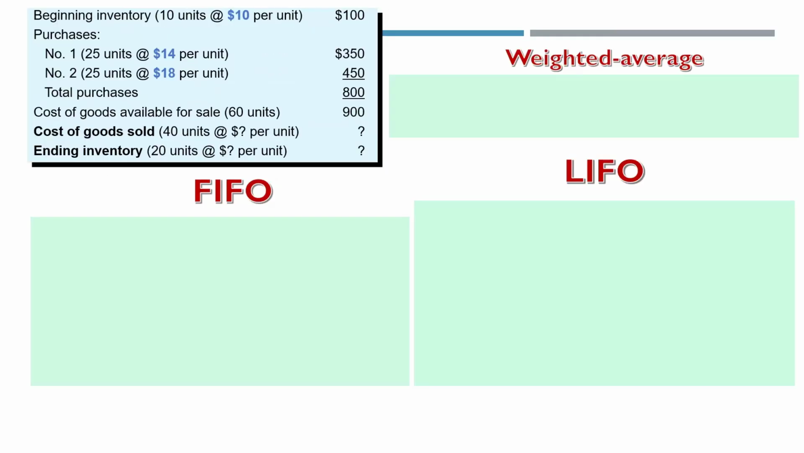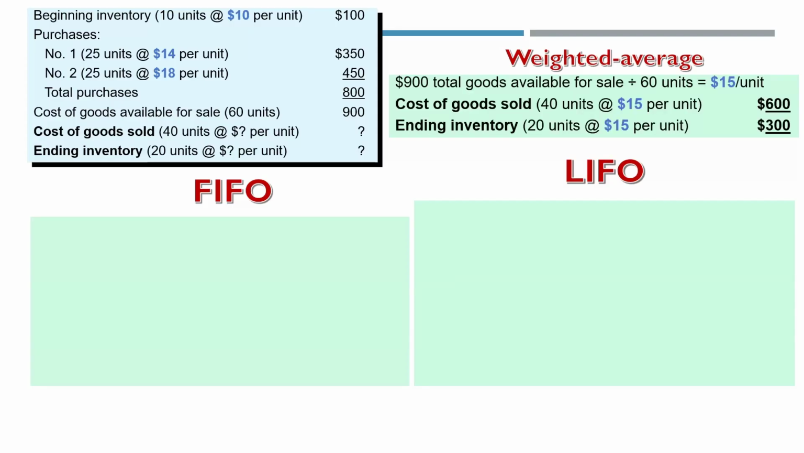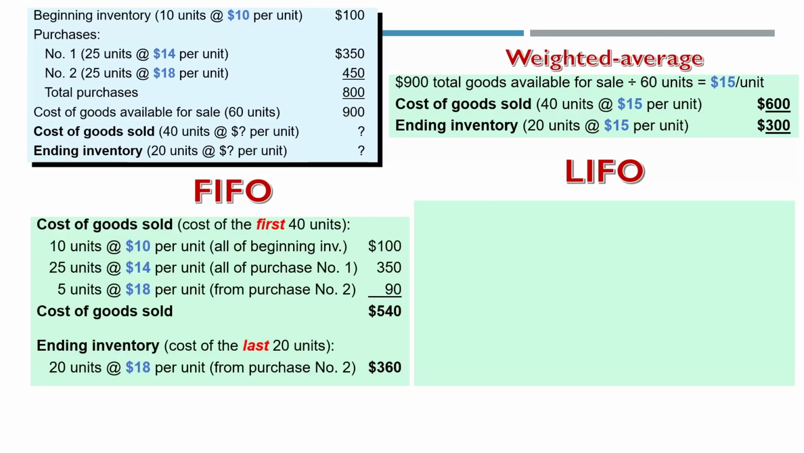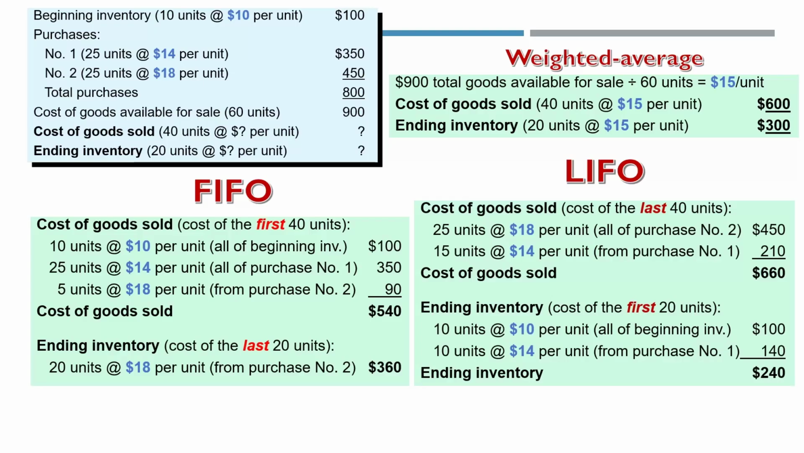So just to pull all of the 3 methodologies together from the same problem for illustration, what did we calculate the numbers to be? For the weighted average, we had cost of goods sold of $600 and ending inventory of $300. For FIFO, we had cost of goods sold of $540 and ending inventory of $360. And for LIFO, cost of goods sold of $660 and ending inventory of $240.